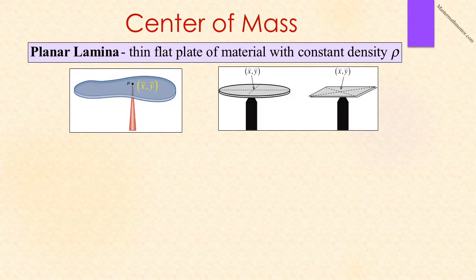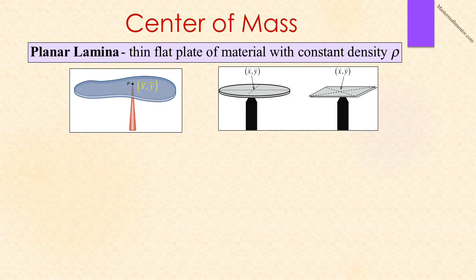We now take our shape and move it into 3 dimensions. We take a thin, flat plate of material with uniform density, meaning it is constant throughout the same material. We call this plate a planar lamina. For planar laminas, density will be a measure of mass per unit area and is designated by the Greek letter rho. The center of mass, also called the centroid of a planar lamina, is the point x bar, y bar and is the balancing point.